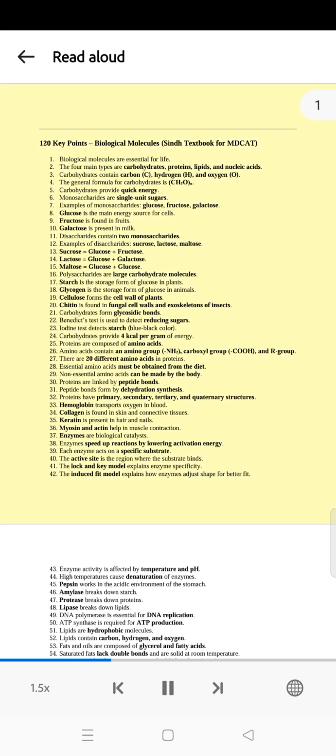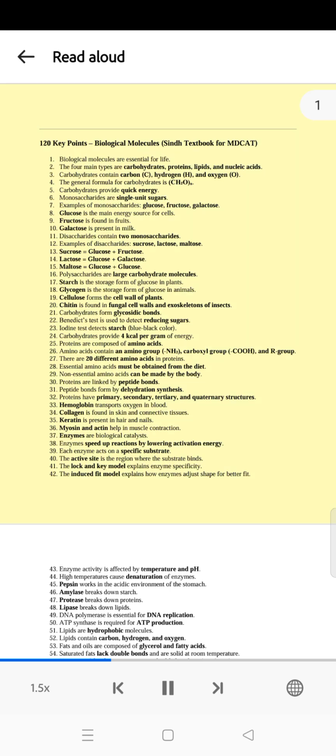Polysaccharides are large carbohydrate molecules. Starch is the storage form of glucose in plants. Glycogen is the storage form of glucose in animals. Cellulose forms the cell wall of plants. Chitin is found in fungal cell walls and exoskeletons of insects.